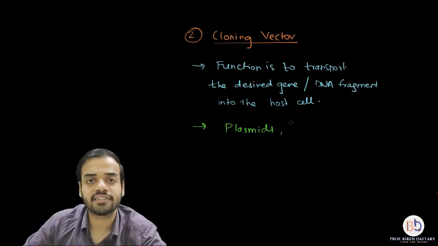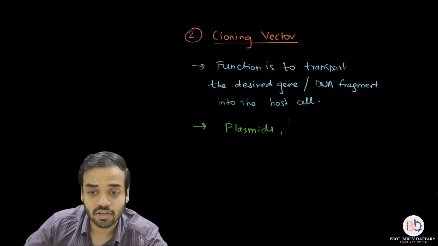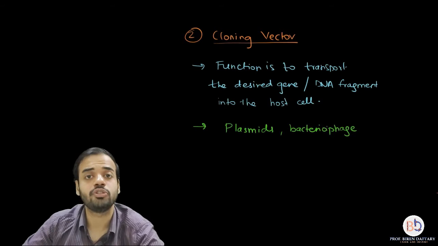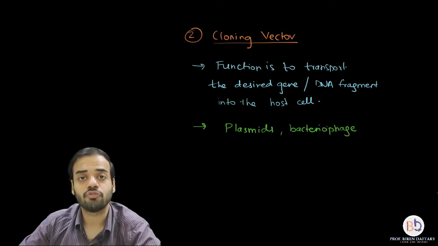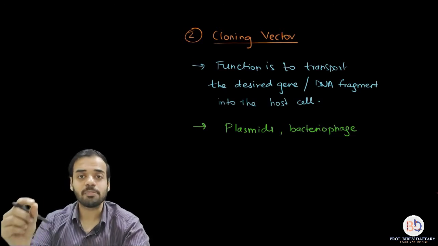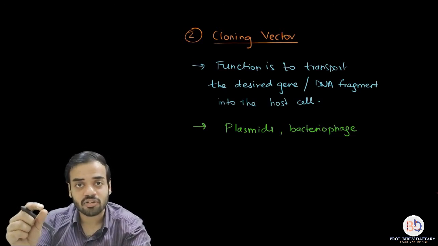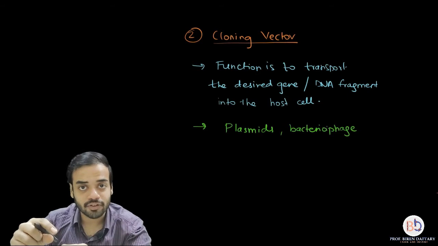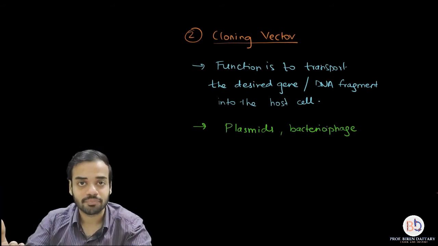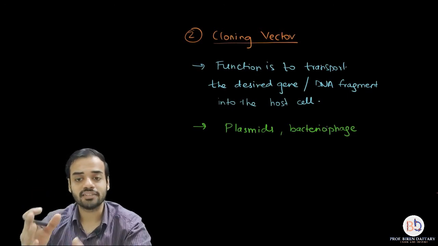Then there are viruses which attack the bacteria. They are called bacteriophage, right? So bacteriophage are also used as cloning vectors. When I say that a bacteriophage is used as a cloning vector, that means I am inserting the desired gene or a DNA fragment into the bacteriophage, and that bacteriophage I am inserting into the bacteria. Is that clear? So that is how it is used.